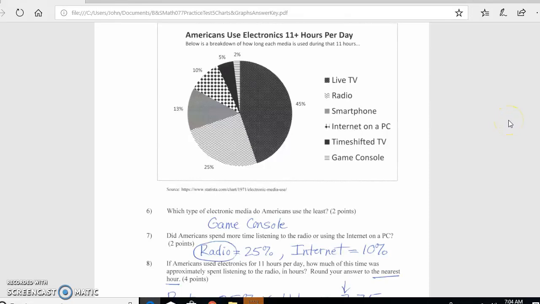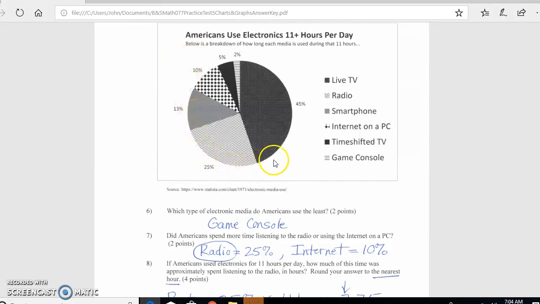This is the practice test for charts and graphs, and here we're working on problems number 6 through 8. We're given this chart here. It says Americans use electronics 11 plus hours per day. Below is a breakdown of how long each media is used during that 11 hours.